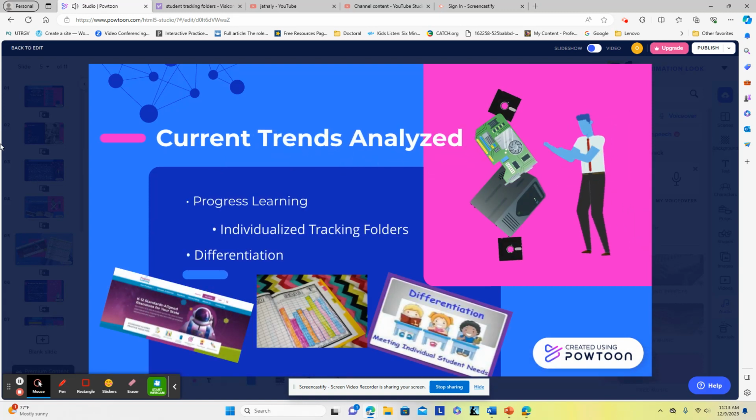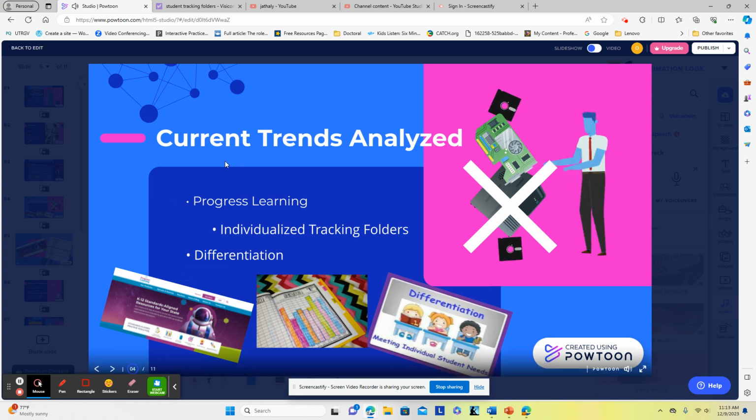The current trend being analyzed is, of course, the educational technology tool of Progress Learning. Progress Learning is a wonderful educational tool that can be integrated into any classroom. Particularly here at Crawford Elementary, we use it in conjunction with the individualized tracking folders. So basically, each of our students in third, fourth, and fifth grade, as those are the assessed grade levels, has an individualized tracking folder.